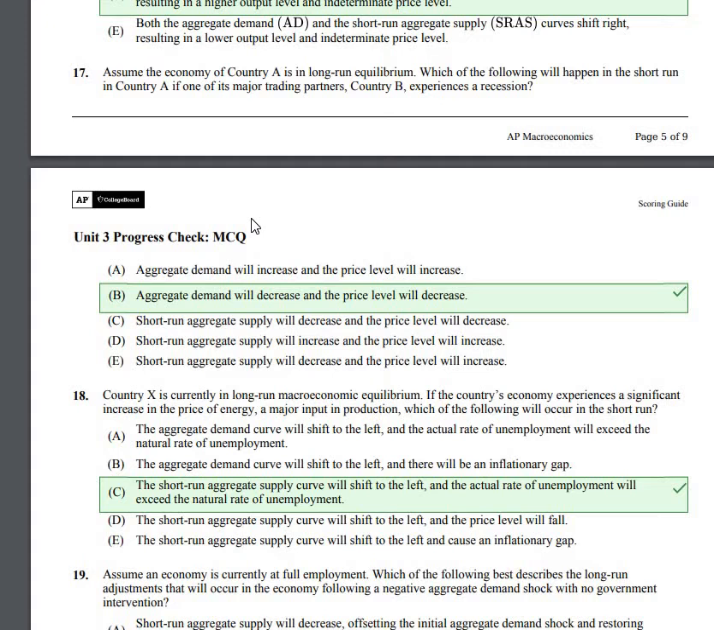Number 18, country X is currently in long-run macroeconomic equilibrium. If the country's economy experiences a significant increase in the price of energy, a major input in production, which of the following will occur in the short run? That would be C. The short-run aggregate supply curve will shift to the left, and the actual rate of unemployment will exceed the natural rate of unemployment. So energy prices get more expensive, businesses have to cut back on production, shifting the short-run aggregate supply curve to the left, thus putting us in a stagflation.